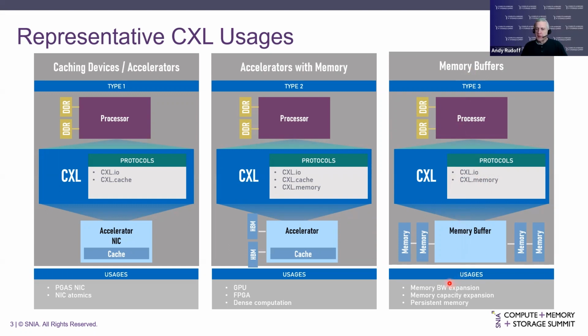So for example, this allows you to expand the memory bandwidth of the system or the memory capacity of the system, or add new types of memory to the system, such as persistent memory. So keeping these types of devices in mind, I am going to speak a little bit about all three devices, but mostly about the memory buffer device, because a lot of activity has been focused in that area, because a lot of the use cases of interest are in that area.